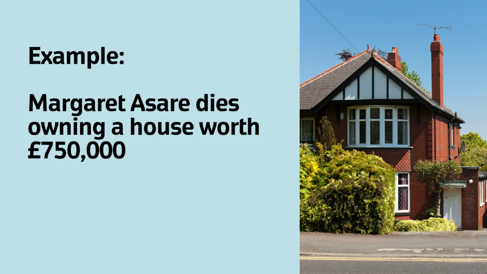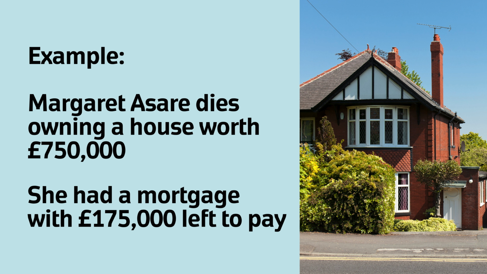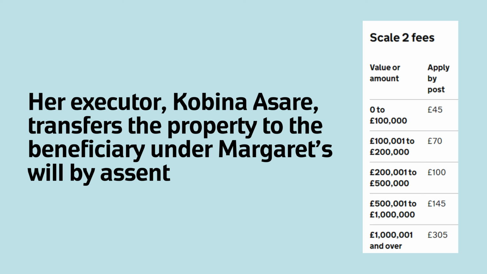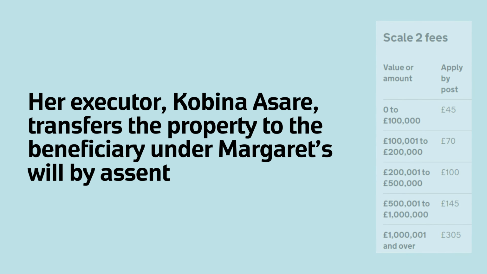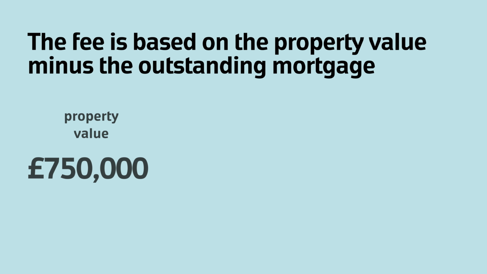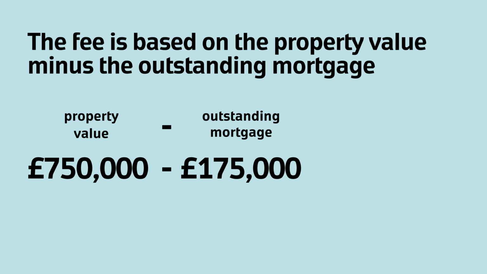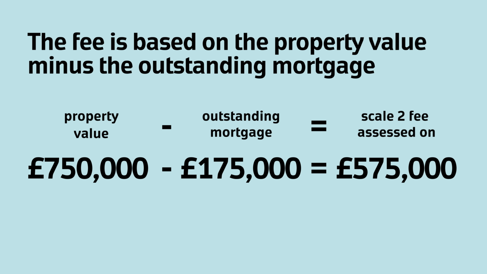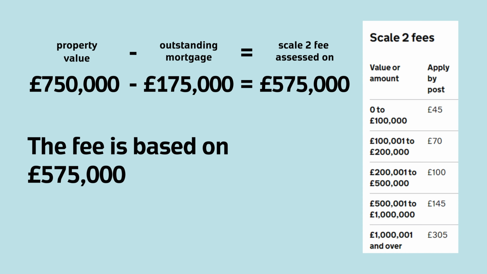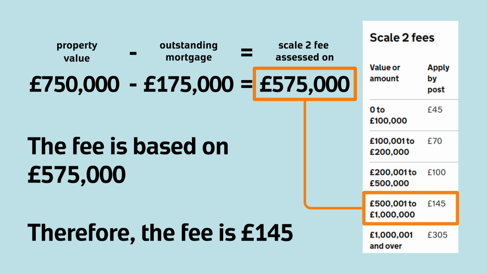Here's another example. Margaret Asare dies owning a house worth £750,000. She has a mortgage with £175,000 left to pay. Her executor, Kabina Asare, transfers the property to the beneficiary under Margaret's will by assent. The fee is based on the property value, £750,000, minus the outstanding mortgage, £175,000, which leaves £575,000. The fee is based on £575,000, so under Scale 2 it will be £145.